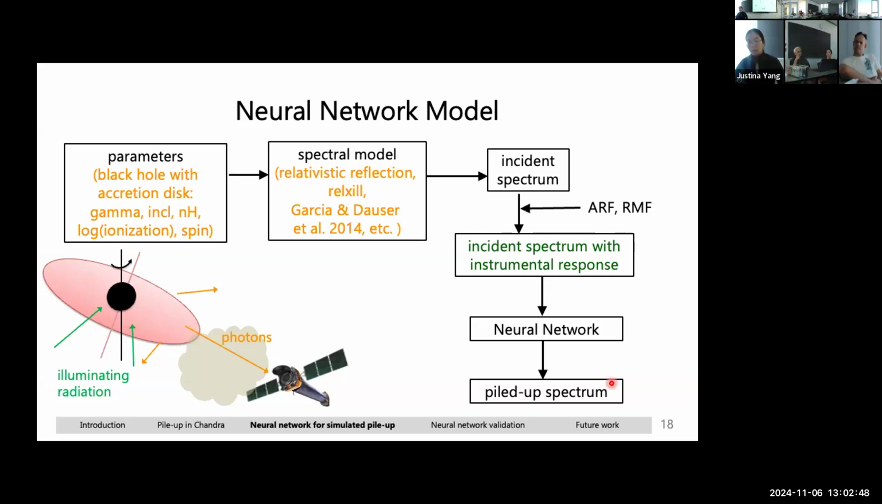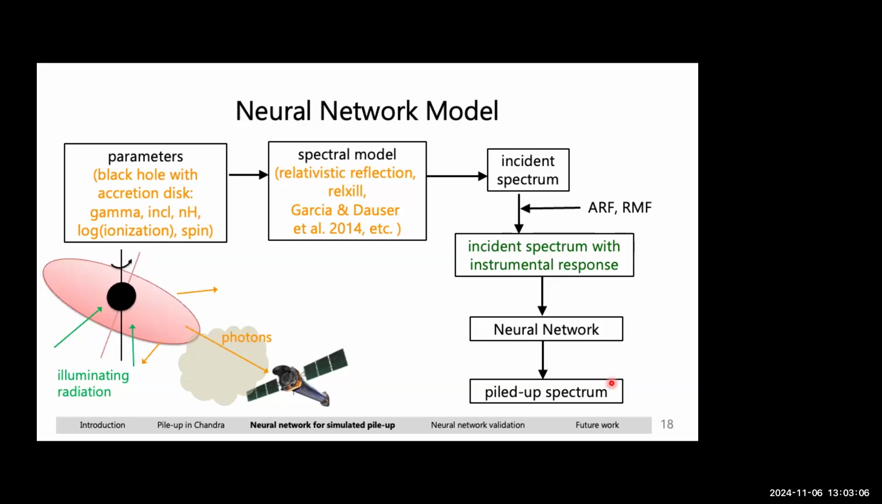I see. Okay, I don't think it's trained that way. It's just a faster way to apply pileup. It doesn't unapply pileup, because then you'd have to train it the other way around. That's right. So yep, the neural network only applies pileup.